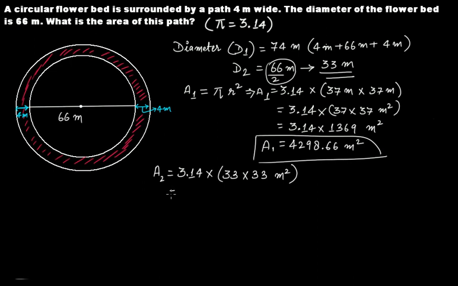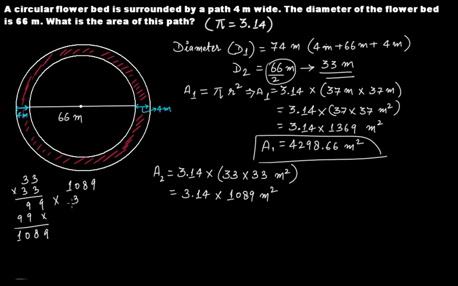Okay, this gives you 3.14 times 33 times 33. 33 times 33 is 1089 meters square. Now if you multiply 1089 with 3.14. 4 times 9 is 36, 4 times 8 is 32, and so on.